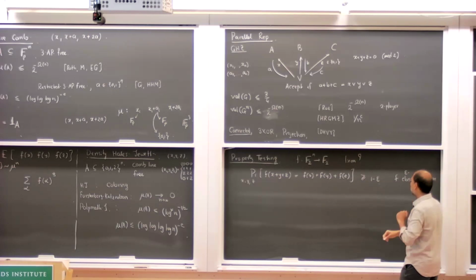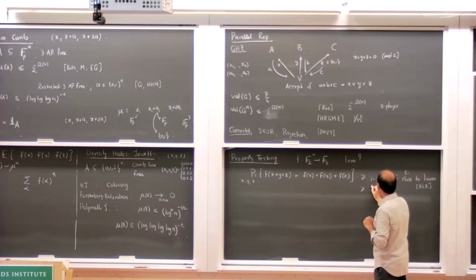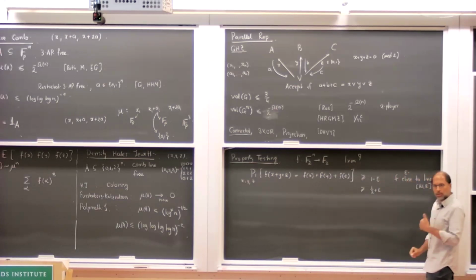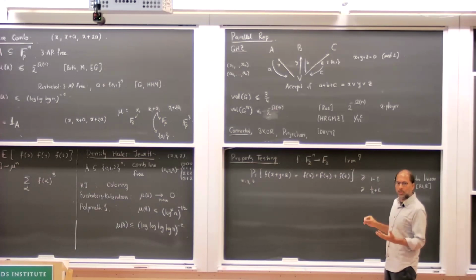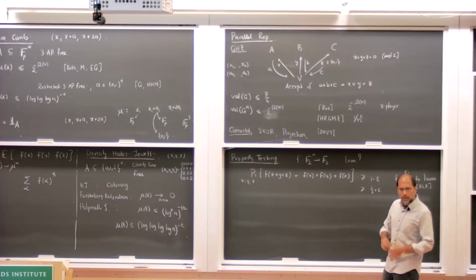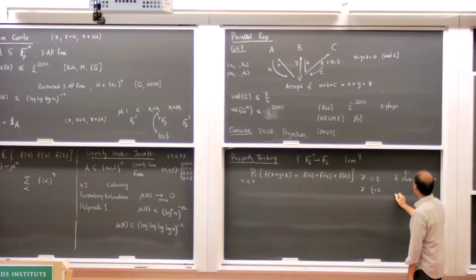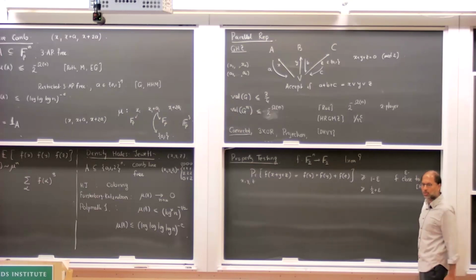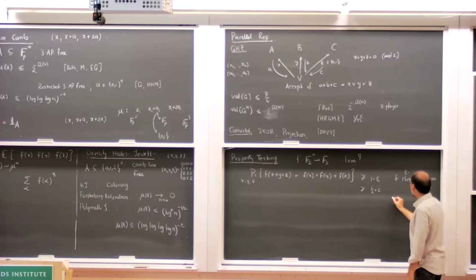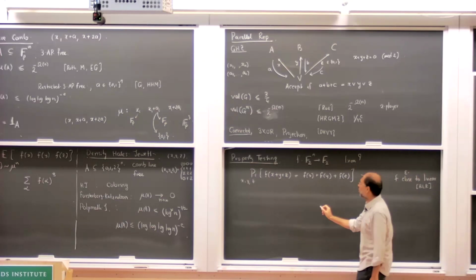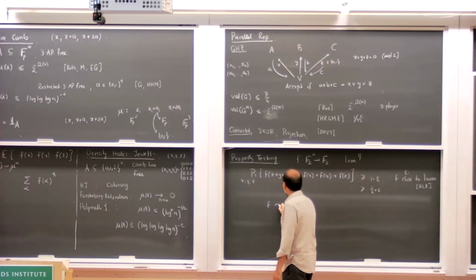Now you could ask a more challenging question. What if this probability just a little bit exceeds 1/2? Can you still say something meaningful about the function? Again, it turns out the answer is yes. You cannot expect f to be completely close to a linear function now, but still you can show that f is correlated with a linear function.